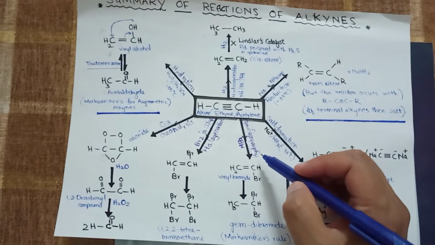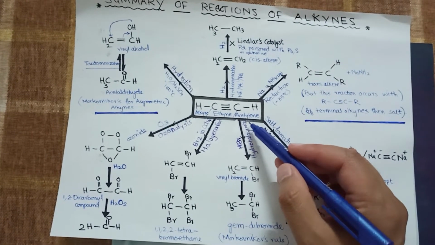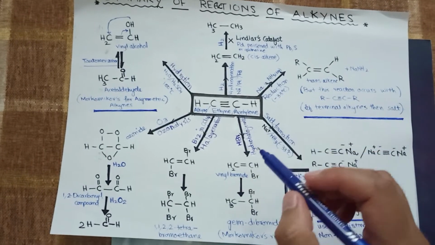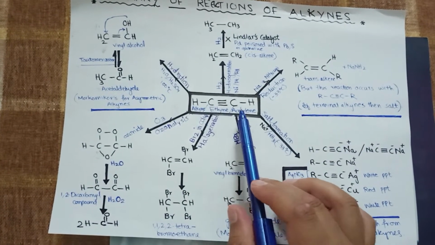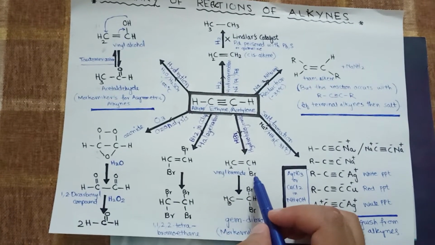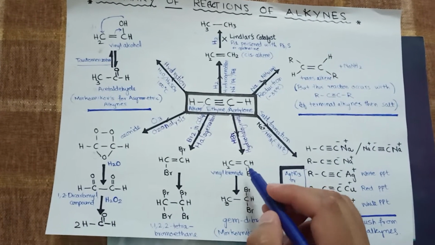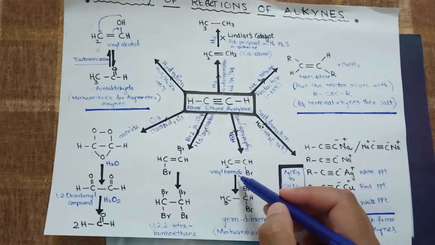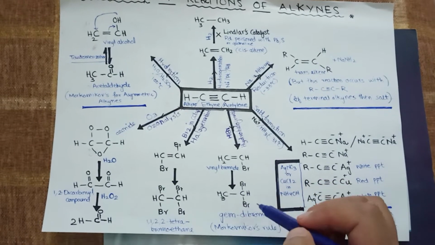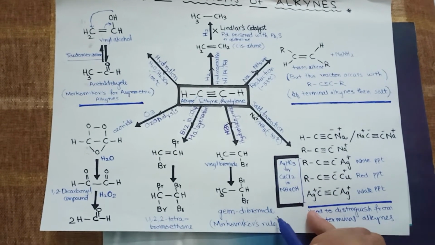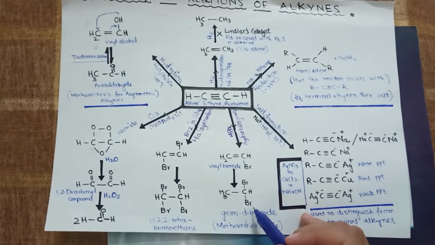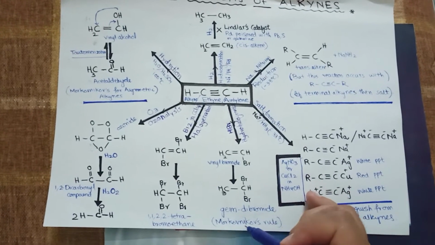The fourth reaction is hydrohalogenation. In hydrohalogenation, hydrogen bromide is used for hydrohalogenation of acetylene, and in this case we will get vinyl bromide. And then after this, further hydrohalogenation will produce gem dibromide.